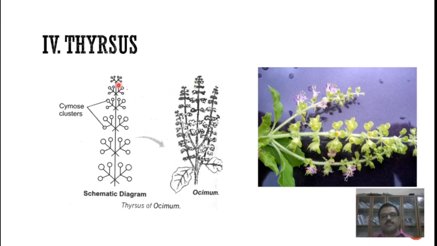The next type is called THYRSUS. THYRSUS is characteristic of ocimum.